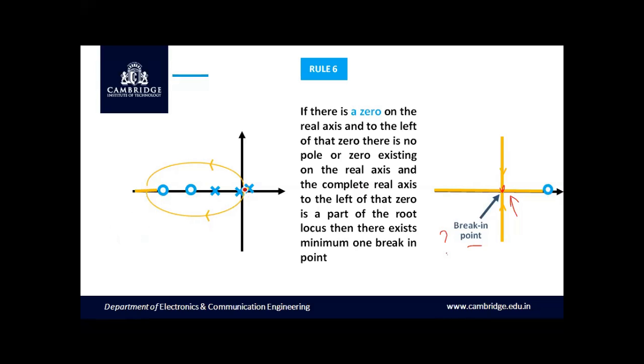Hence, in this example, a breakaway point exists in this location between 2 adjacent poles, and a break-in point exists in this location. Justified with rule number 6, and we could predict the existence of breakaway and break-in point with different special cases. Now, we have to exactly find the location of this break-in point. So we have a few steps to be followed to calculate the break-in point. Let us look into that.